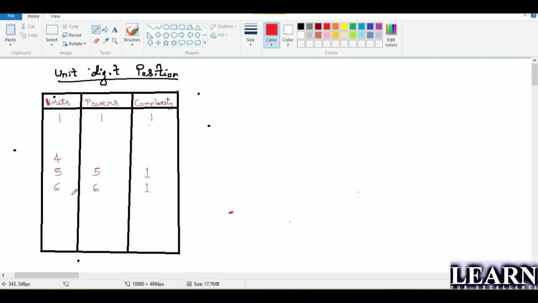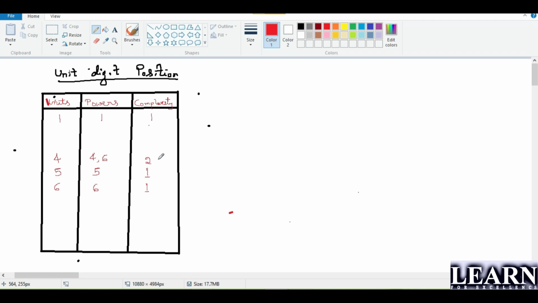Okay, now I'm going with 4. If I'm talking about 4, 4 to the power 1 is 4. So I'll write it over here. 4 square is 16. Last digit is 6. 4 cube is 64. It means again it ends with 4. Right. So I can tell 4 will have a power cycle of powers of 2, and I can tell its complexity is 2.